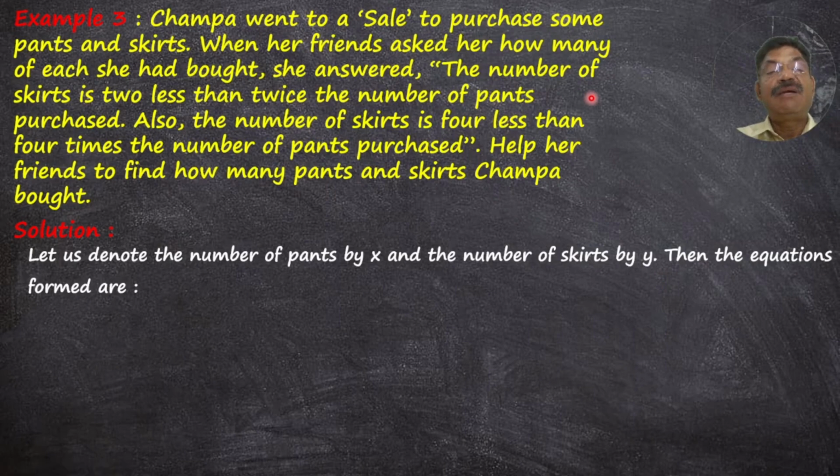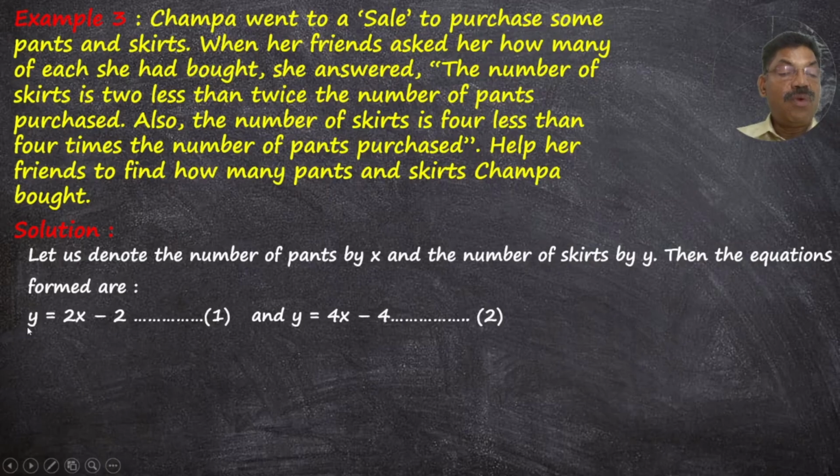You look at this line. The number of skirts is 2 less than twice the number of pants purchased. Number of skirts is equal to y. So when you construct an equation, it will be like this. y is equal to 2x minus 2 because it is 2 less than twice the number of pants purchased. Also, it is 4 less than 4 times the number of pants purchased. Therefore, y is also equal to 4x minus 4.